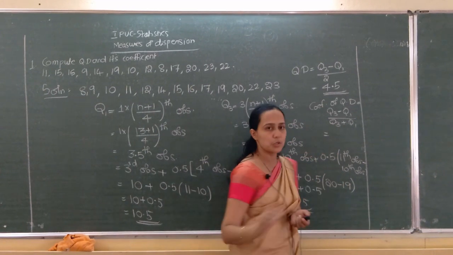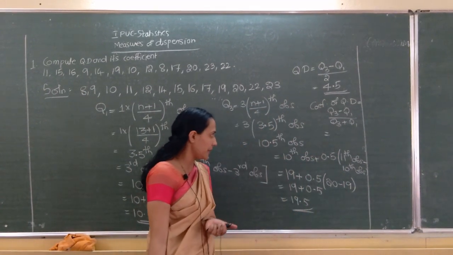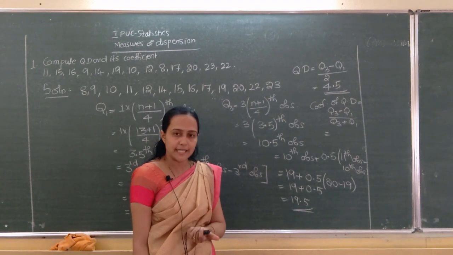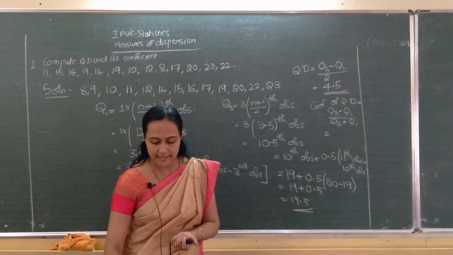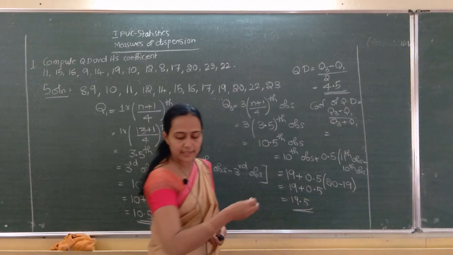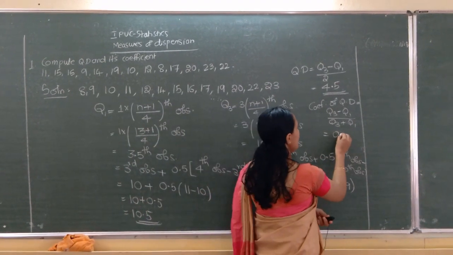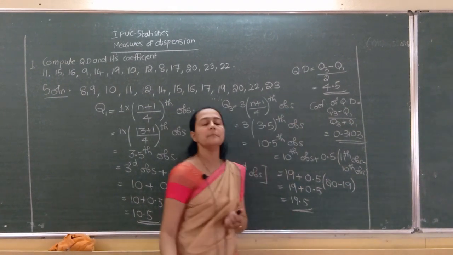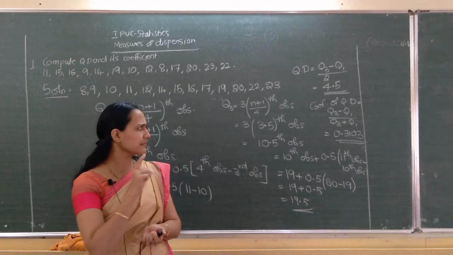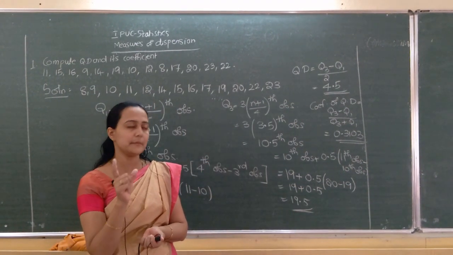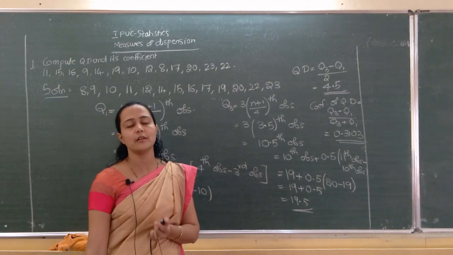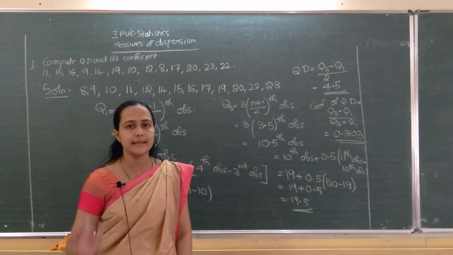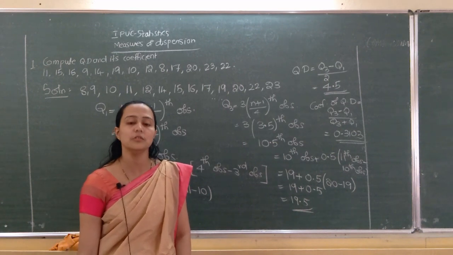Similarly, the coefficient of QD formula is Q3 minus Q1 divided by Q3 plus Q1. Again we have to substitute the values. Q3 is 19.5, Q1 is 10.5, Q3 minus Q1 divided by Q3 plus Q1. Answer is 0.3103. Hope you understood. See, if units are given, for QD you have to write the units, and the coefficient of QD is just a number, it is independent of units.